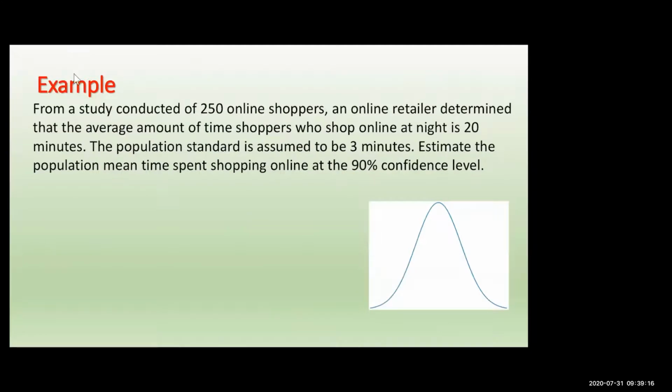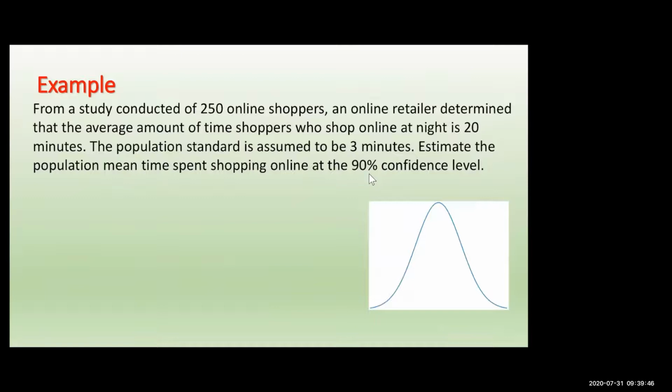Example: from a study conducted of 250 online shoppers, an online retailer determined that the average amount of time shoppers who shop online at night spend is 20 minutes. The population standard deviation is assumed to be 30 minutes. We have to estimate the population mean time spent shopping online at 90% confidence level.